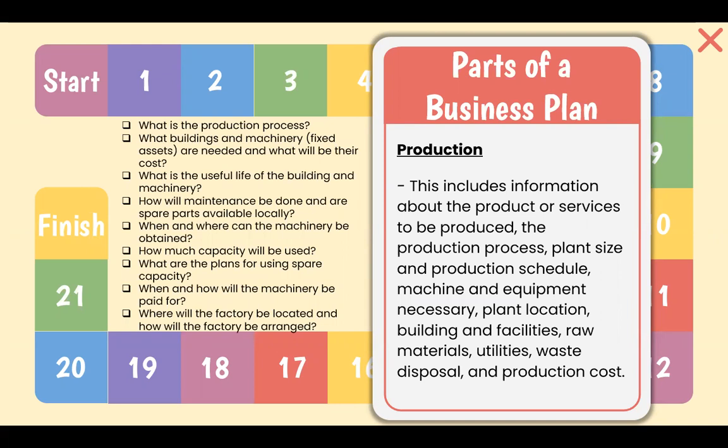Number 7, production. This includes information about the product or services to be produced, the production process, plant size and production schedule, machine and equipment necessary, plant location, building and facilities, raw materials, utilities, waste disposal, and production cost. These are the guide questions. What is the production process? What buildings and machinery, fixed assets, are needed and what will be their cost?